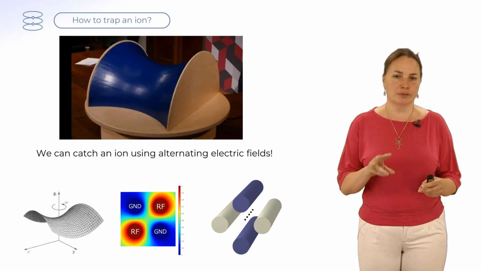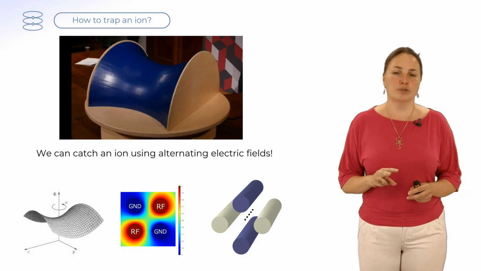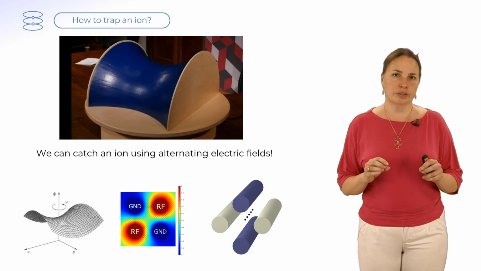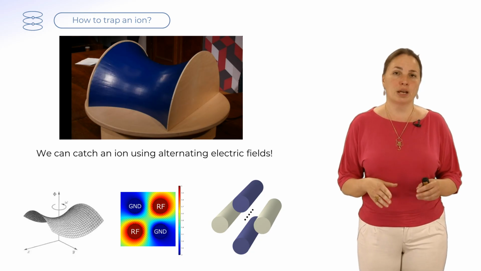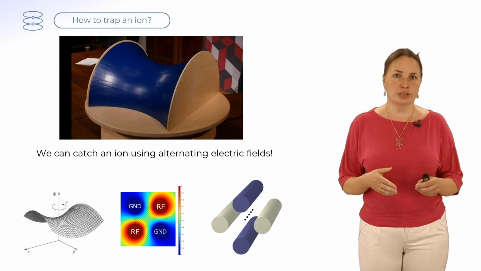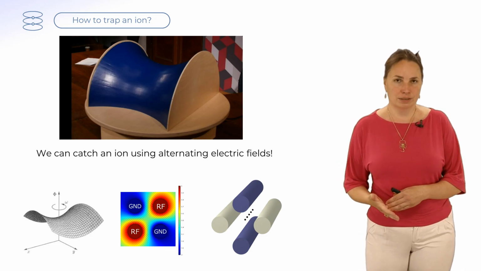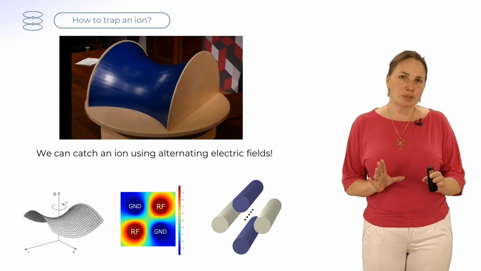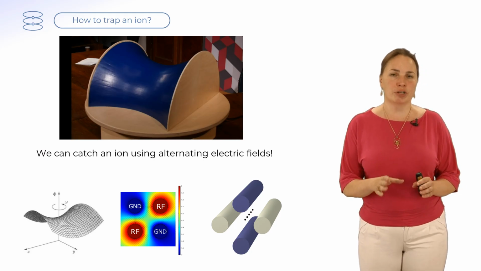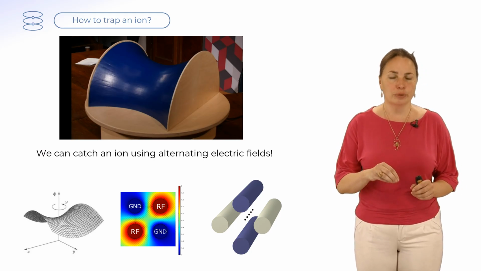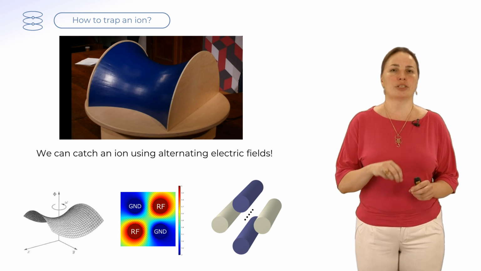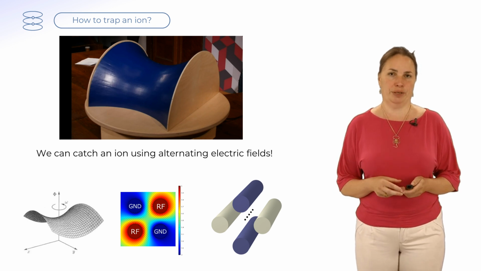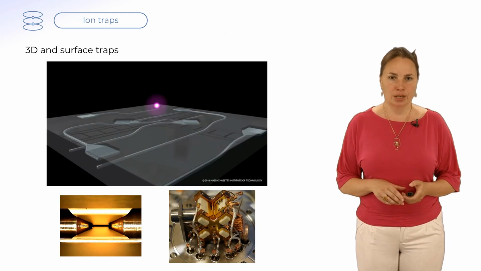And if we talk about the alternating electric fields, we can consider it the same way. So we have, for example, 4 rods. 2 of them will be grounded, and the 2 others will have a radio frequency electric field, which will alternate from the minus amplitude to the plus amplitude. And it will be very similar to our rotating table. And the ion, which we put in such an alternating field, will feel the same as the ball on this rotating table, and it will be caught.